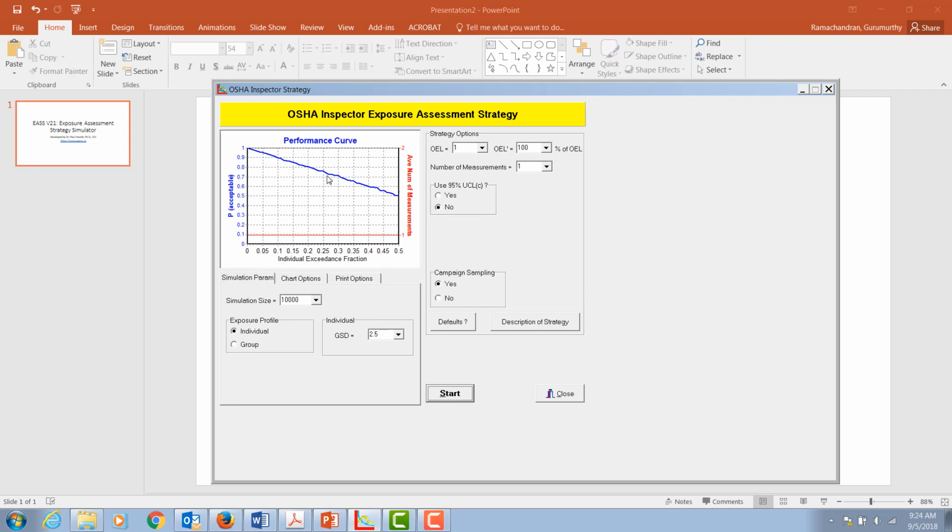So clearly, for the vast majority of the time, a clearly unacceptable exposure profile, defined in this case as a 25% exceedance, is being deemed to be acceptable. Clearly not such a great strategy.